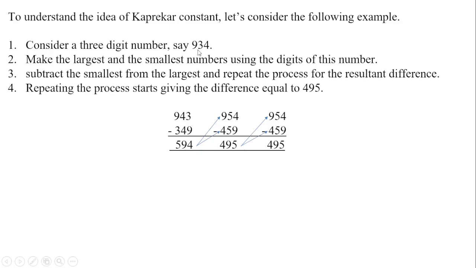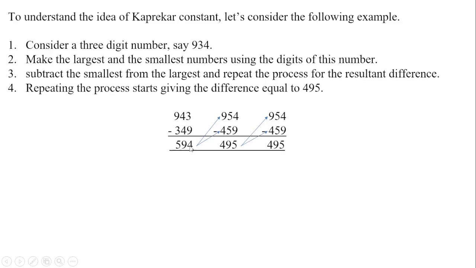Now make two numbers using the digits in the number that we started with: one that is the largest and the other the smallest. So here we have done it. 943 is the largest number that can be produced out of 934, and the smallest number is 349. Now take the difference between the two numbers, subtract, and you get 594.